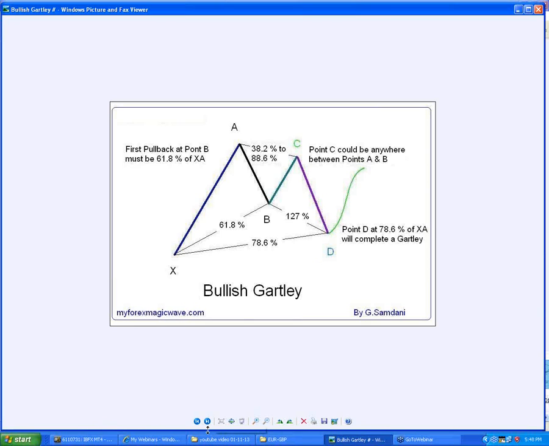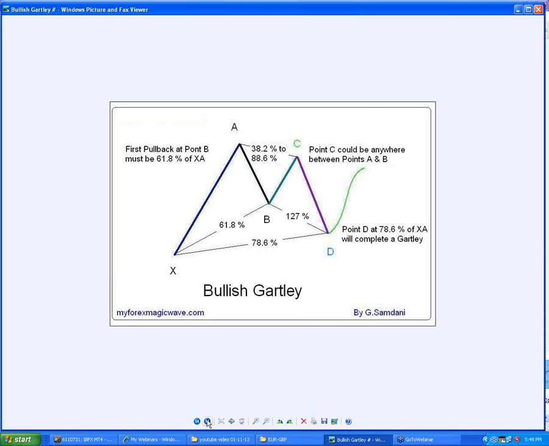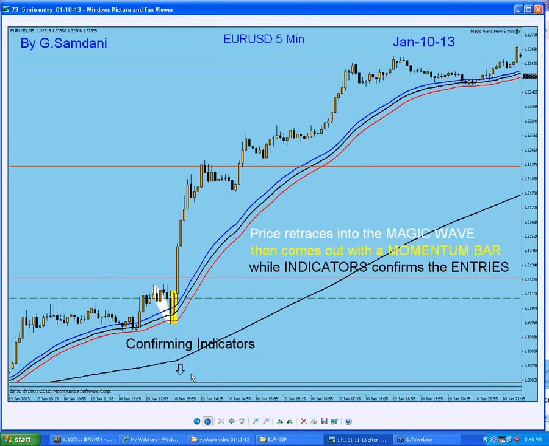But that one, EUR-USD, was based on this chart. Okay, you can see that, right? XA, the first pullback, exactly 61.8%, and then second one, 78.6. And I said if it turns from here, goes above 30.55, then we look for long, and we did look for long, and we got one for long, and this was the long entry. One of them, I'm showing just one entry because there are too many entries to show.